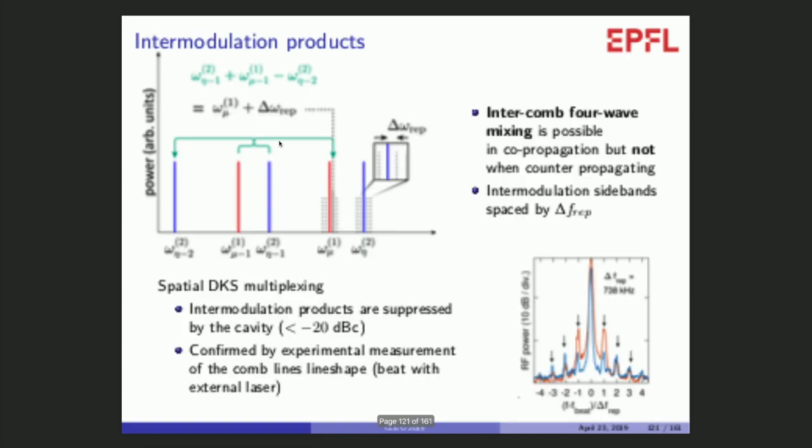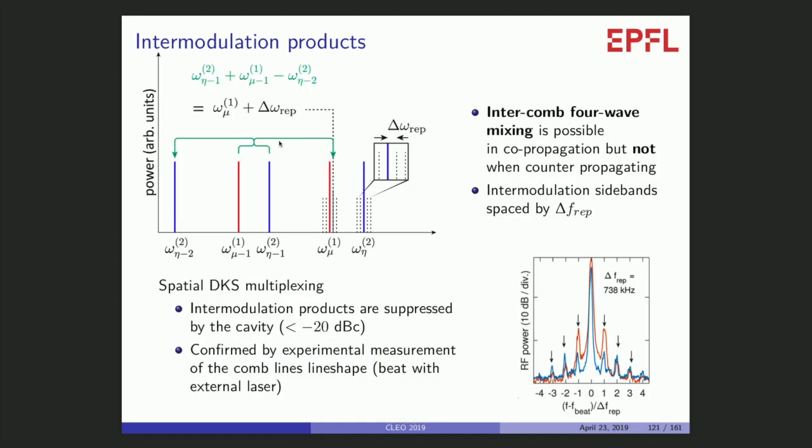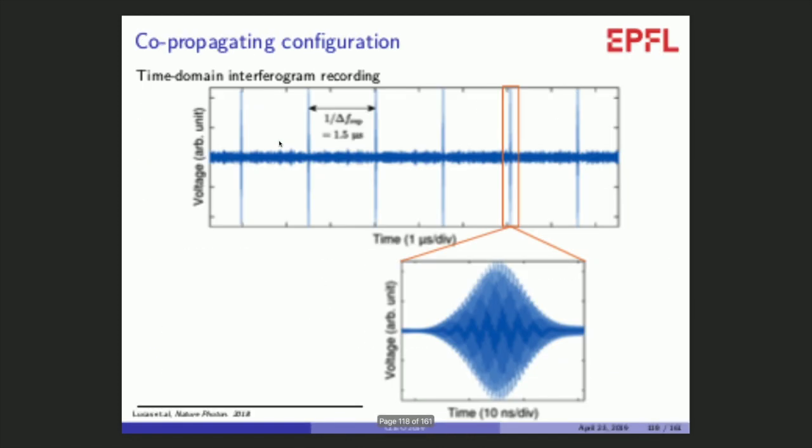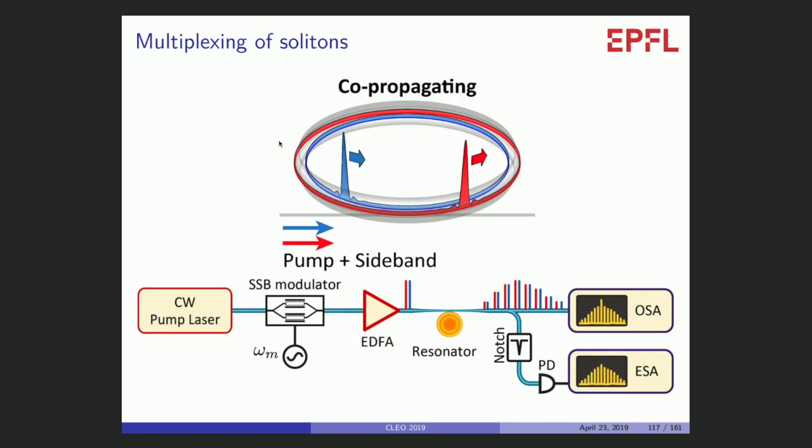So another interesting question is, if you have solitons propagating in the same resonator, what about intermodulation products? Because after all, these are solitons, they see each other, right? So you would naturally wonder, is there maybe spurious peaks that you generate? Now here's something quite interesting.